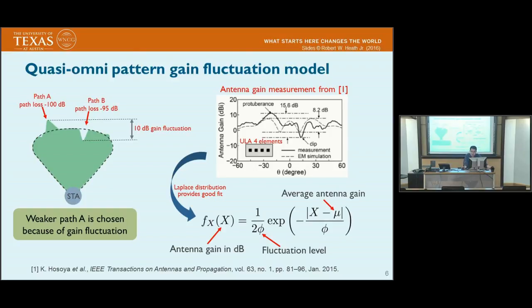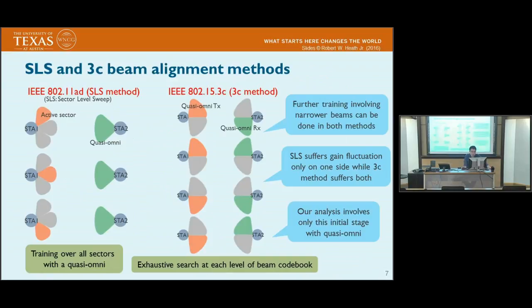From these simulations they derived an empirical model, and they have shown that it fits well with Laplacian distributions, and this is what we used here. There are two main parameters here. One is the average antenna gain, and the other one, phi, represents the fluctuation level. The adopted numbers will be given when we provide a numerical example.